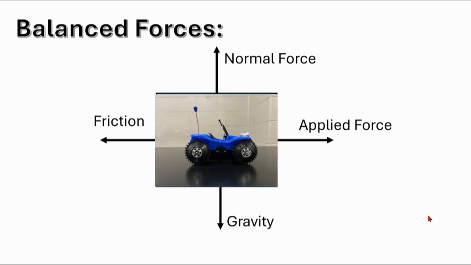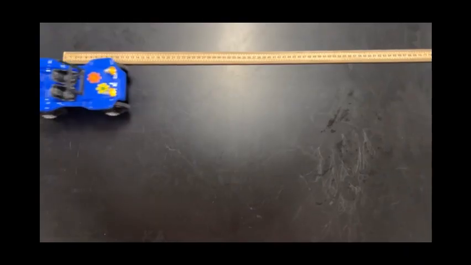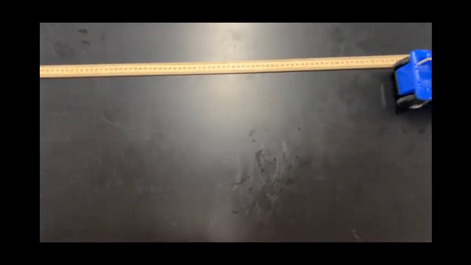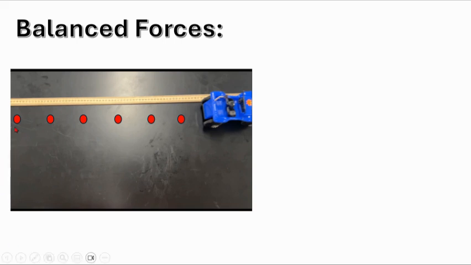All right, so let's look at an example of a balanced force, and see how this affects the motion. This car is calibrated so that its applied force is equal to its friction force, and on a flat surface, its normal force and gravity are also equal. So we have a balanced force right here, and let's see what happens to the car. The car moved, and if you were to measure its position every so often, you would see that it moves the same amount each time.